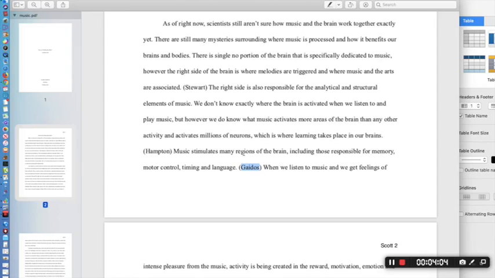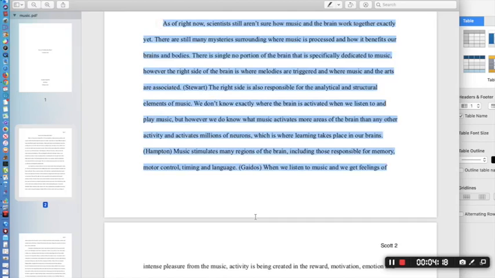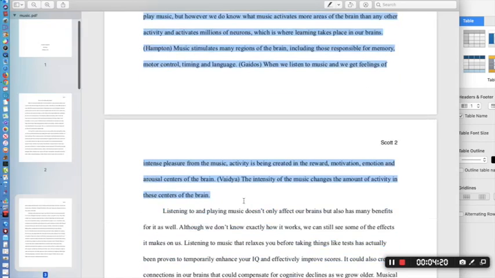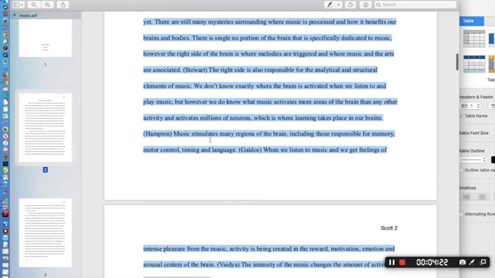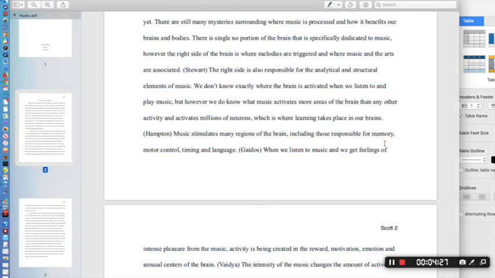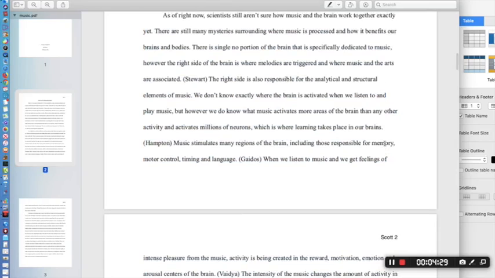By synthesis, I mean we're taking sources from multiple places that all kind of sort of talk about the same general idea, and we're putting them together in our way. This paragraph is about music and the brain, and it's assembled in only the way that the student could assemble it. They found sources, multiple sources, 4 different sources in this case, and combined them to make a paragraph that flows, all about music and the brain.